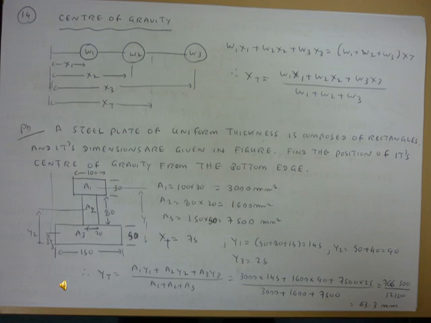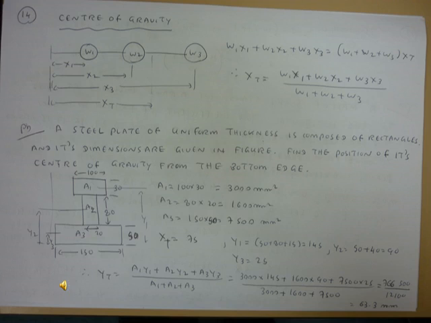The problem is given that a steel plate of uniform thickness is composed of rectangles and its dimensions are given in the figure. Find the position of its center of gravity from the bottom edge. In this case, you can see that there are 3 steel plates, all rectangular: A1, A2, and A3.